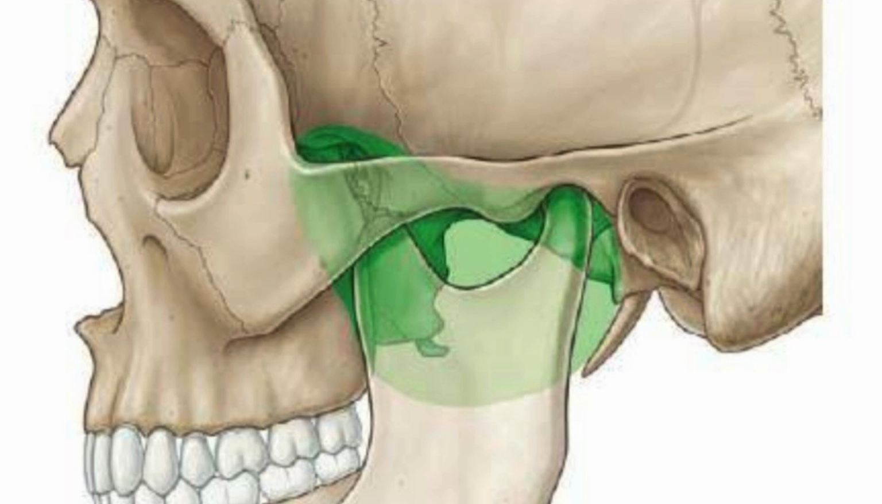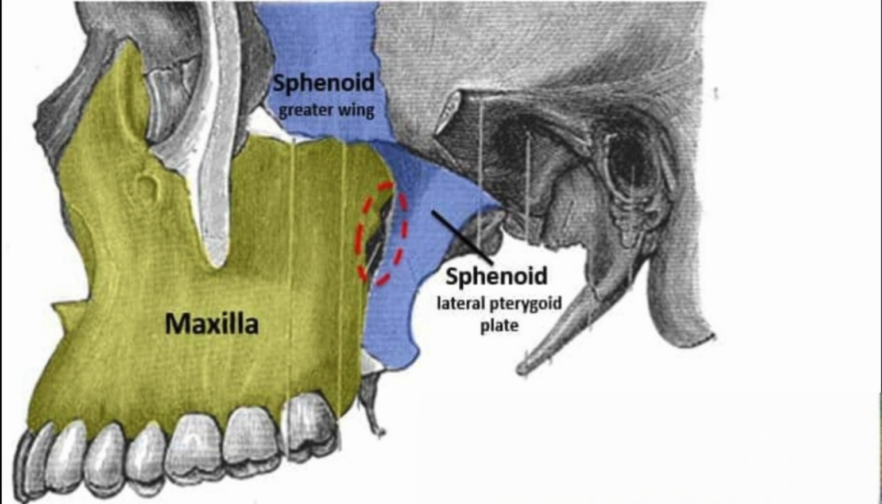Okay, now the pterygopalatine fossa. Okay, it is a small depression found within the skull. It is situated between the maxilla, sphenoid, and the palatine bones. Okay, its anterior wall is formed by the body of the maxilla, above the maxillary tuberosity.